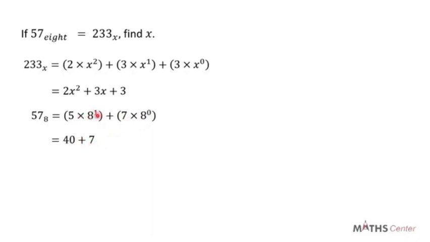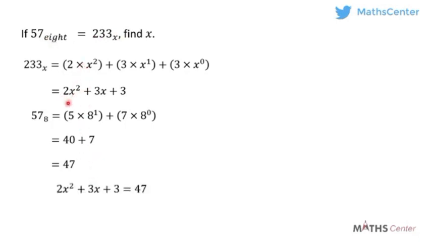8 exponent 1 is 8. 5 times 8 is 40. 8 exponent 0 is 1. 7 times 1 is 7. So we will have 40 plus 7. And so when we convert 57 base 8 to base 10, we will have 47. We now have both 233 base x and 57 base 8 in base 10. So we can equate them.